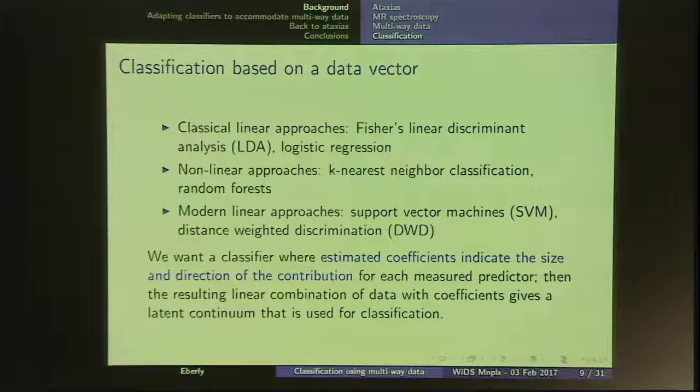So here's some examples of classification approaches. Some of the older ones, Fisher's linear discriminant analysis and logistic regression. Some nonlinear examples, k-nearest neighbor and random forests. And then 2 more modern linear approaches that I'm going to focus on today, support vector machines and distance-weighted discrimination.